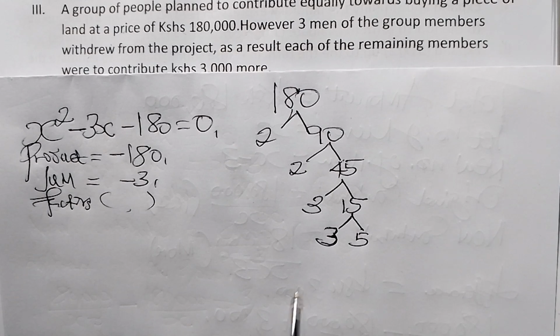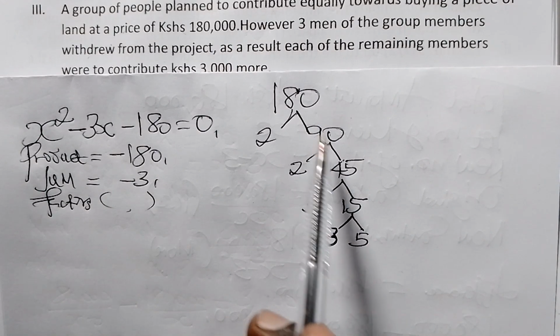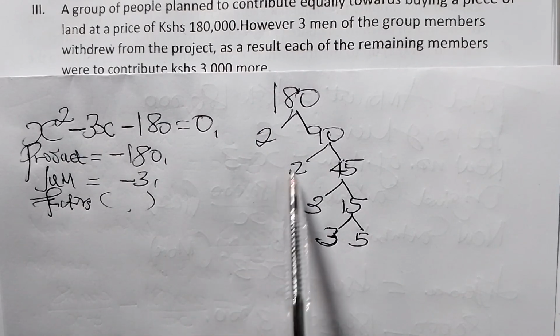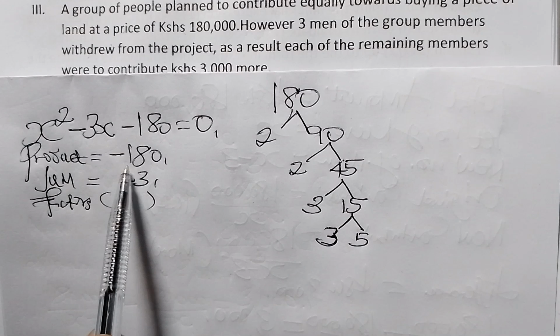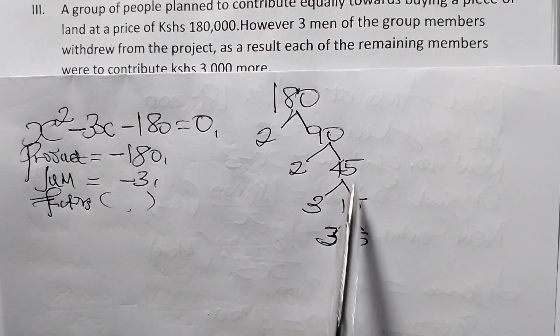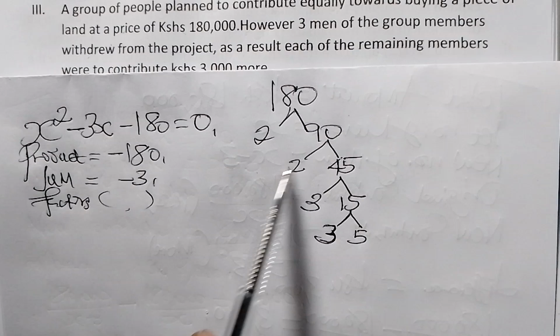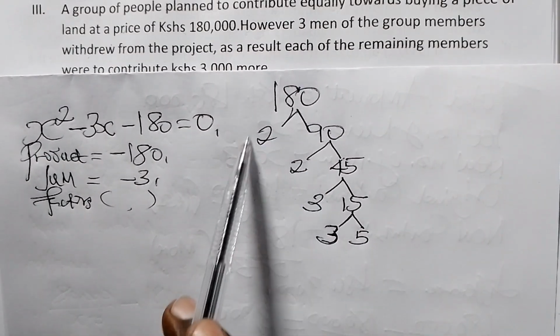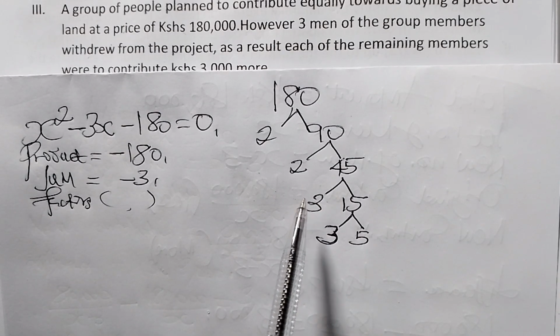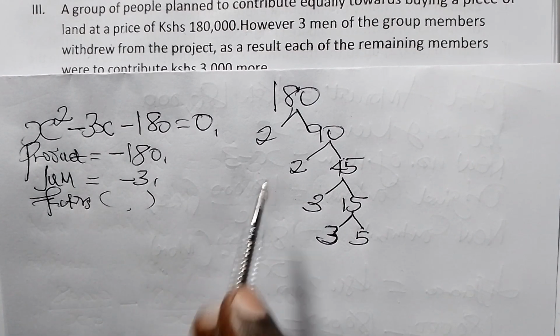Now, we need to get a combination of numbers, or two products of the given combination, such that when we multiply the two numbers we get negative 180, and when we add the two numbers we get negative 3 from these factors. If we pair 2 squared and 3 squared times 5, we can just try it out.